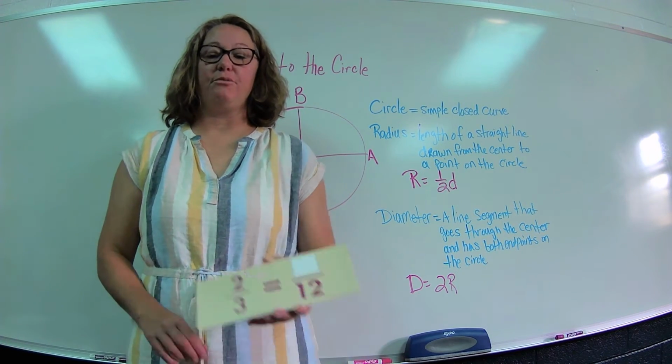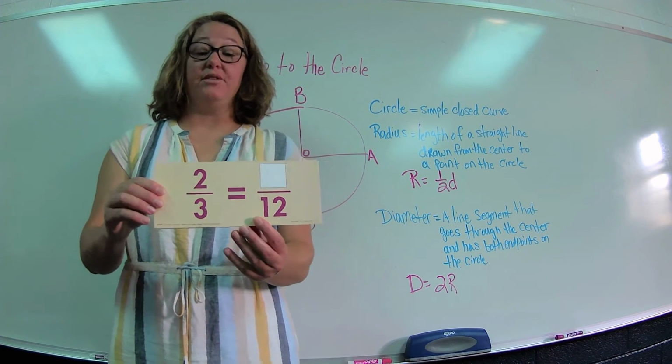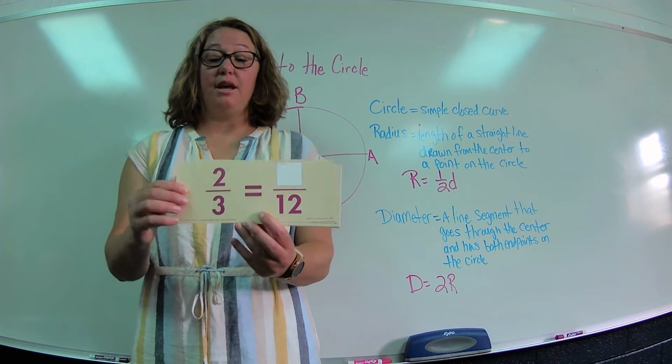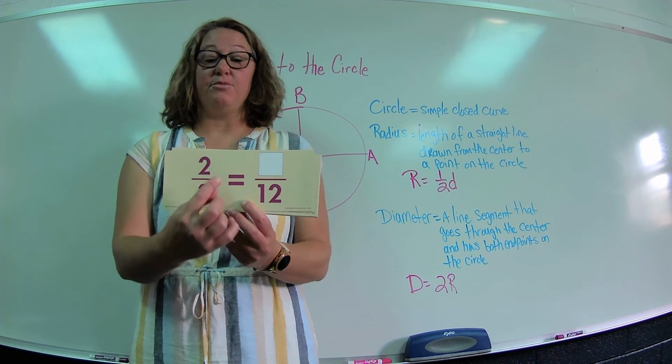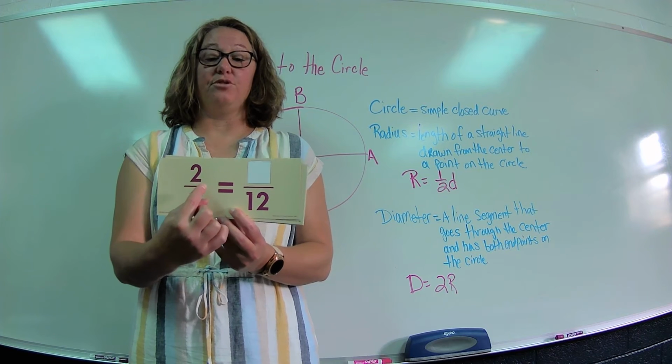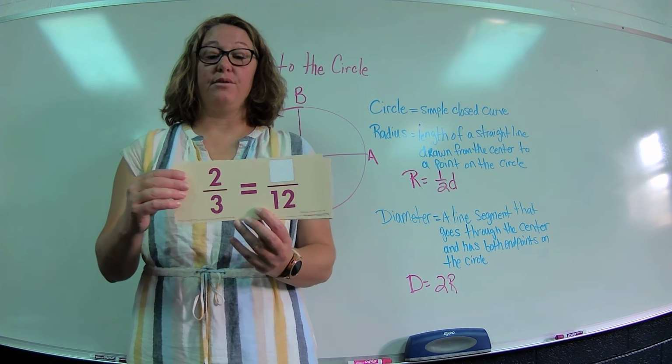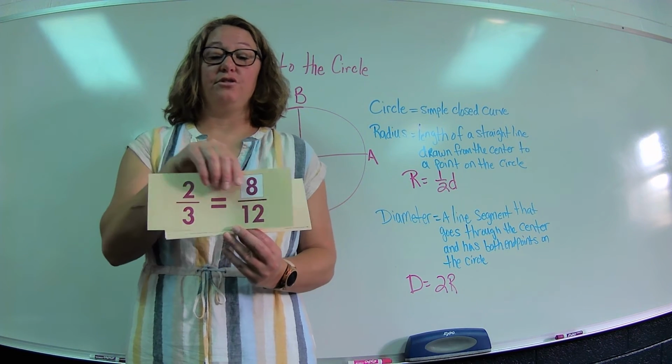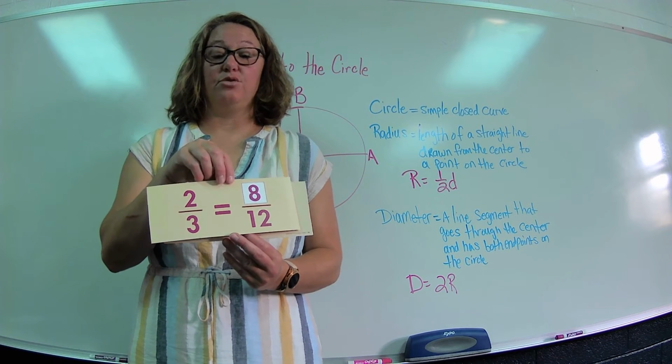All right, so let's start with making some equivalent fractions. We have 2/3 equals, and 3 goes into 12 4 times. Remember what we do to the denominator, we do to the numerator. So 2 times 4 gives you 8/12. So 2/3 equals 8/12. Very good.